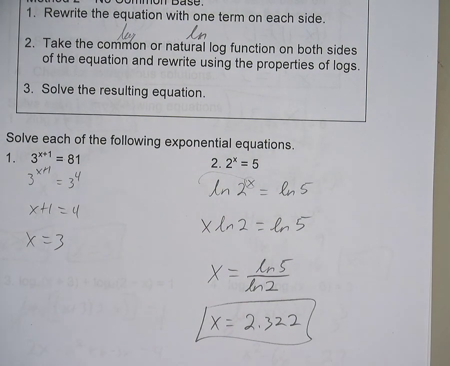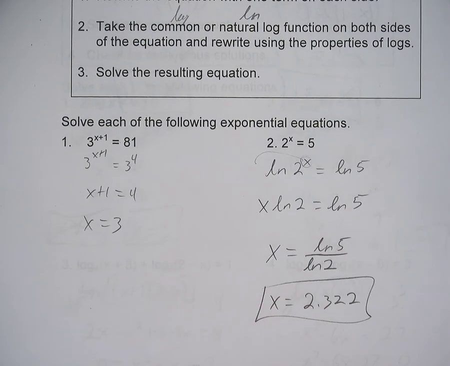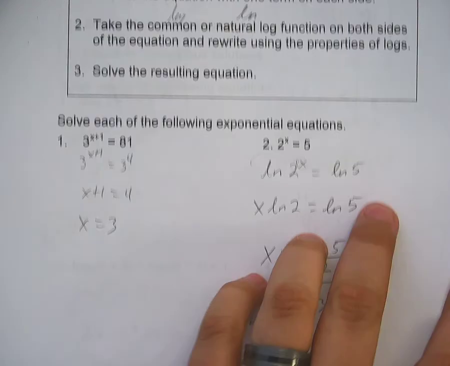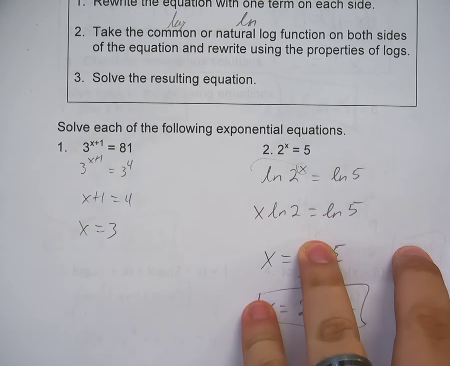That was that step. It's a neat little process. There's not really much that can go wrong with these, but it's a second option. Instead of using common bases, we can use logarithms. And it kind of unlocks the whole process for us. Makes it really cool. So problem number 3.